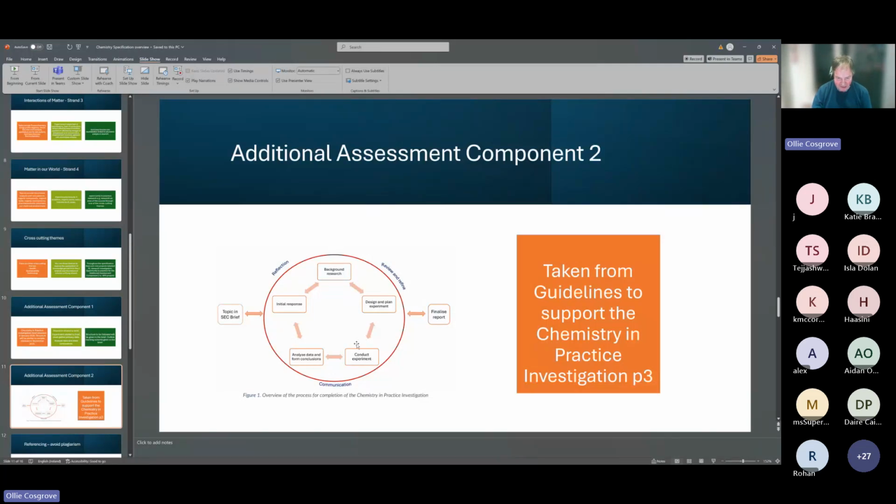You use suitable language and you communicate your ideas clearly. That there's marks going for all of that. And then you finalize your report, you save it as a PDF, and you give it to your teacher, and your teacher submits it on the portal. So all of that information is available on guidelines to support the chemistry and practice investigation. It's a Department of Education document.